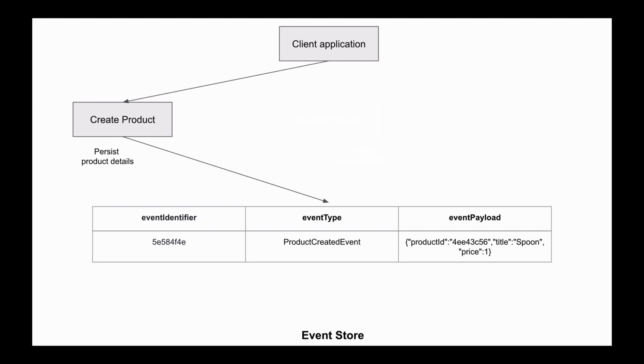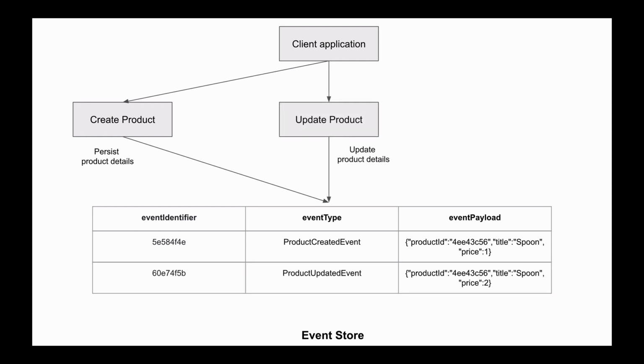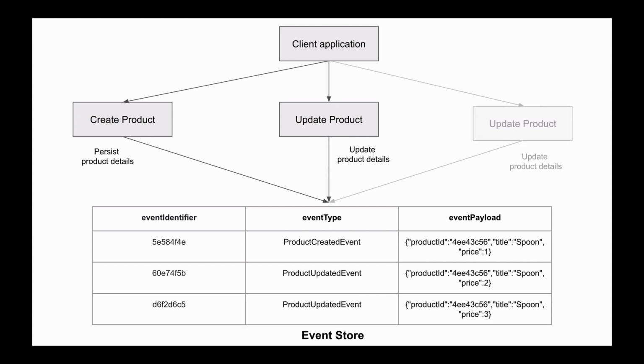Now, when a client application sends an update product request, this will result in a product updated event created and stored in an event store database again. Notice that in the event store database, we do not update an existing record, but we store a new event that took place as a new record in the database. And when the client application sends a new request to update product details again, this will result in a new product updated event created and stored in the event store database.